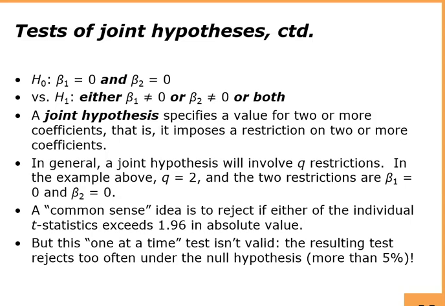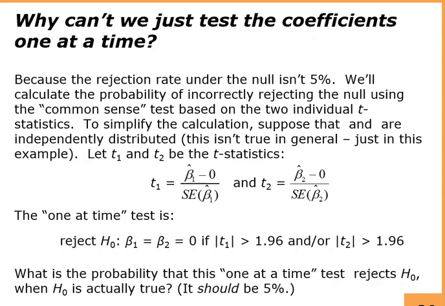But the problem in that case is that because you will be testing these hypotheses of beta 1 and beta 2 separately, or one at a time, the results will not be valid. The reason for that is that when you do it separately, you tend to reject too often under the null hypothesis, and I will show you in the next slide why that is the case.